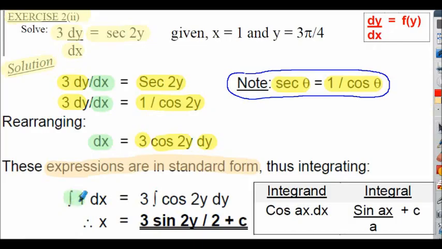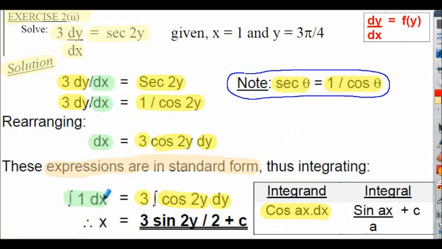The left hand side is essentially ax to the n format, integrating 1 with respect to x. And the right hand side is in the cos ax format. I've placed the 3 outside the integral, so our integral is of cos 2y with respect to y, and that's the standard form of cos ax integrated with respect to x.